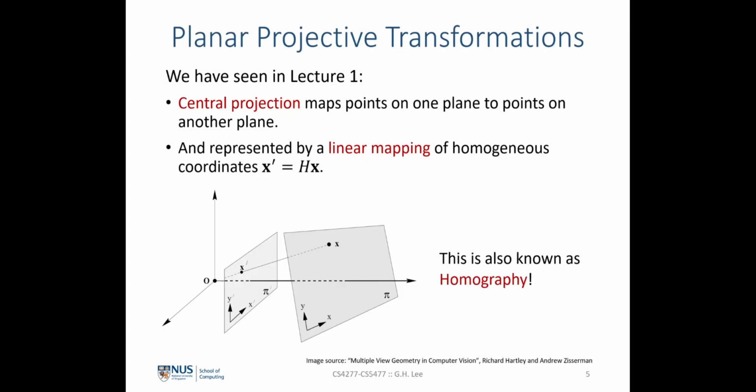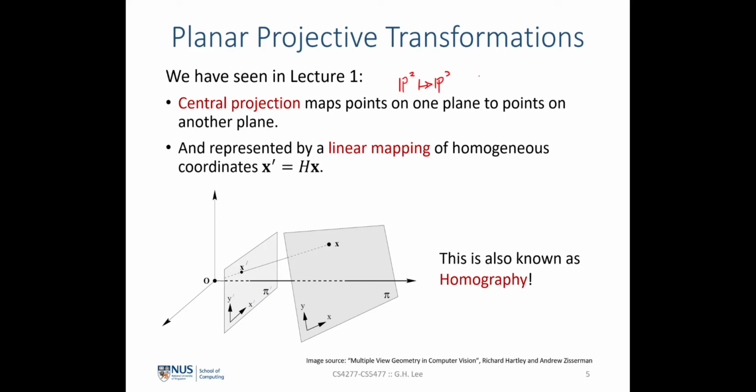I strongly encourage every one of you to take a look at these two textbooks after today's lecture. So we've seen in lecture 1 that for central projection, there's a series of transformations that maps a point from one plane to another plane. So essentially what it means is that we have looked at the series of operations or transformations that maps a point from the P2 space to another point on the P2 space.